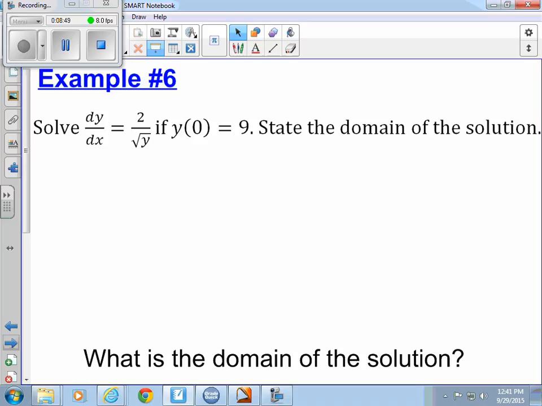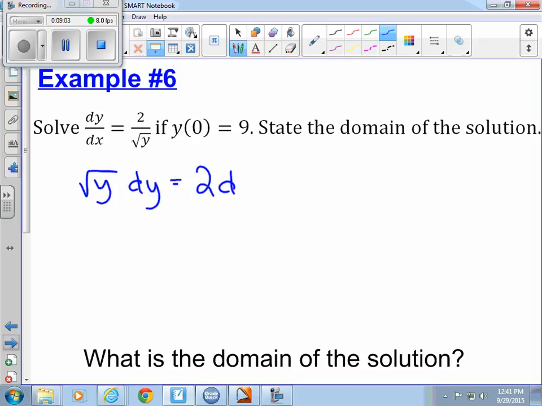What's the first thing you're doing? Separate the variables, right? Get the y's on the left, the x's on the right. So I get the square root of y dy equals 2 dx. Good so far? Anti-differentiate, or integrate both sides.